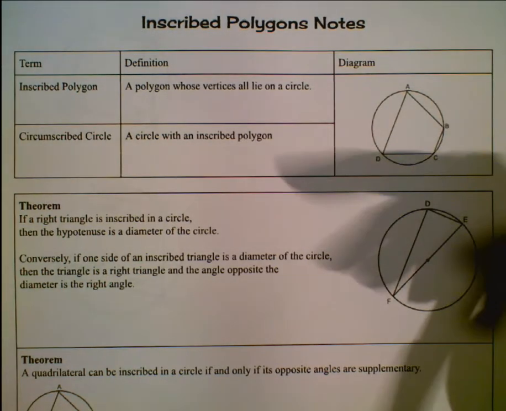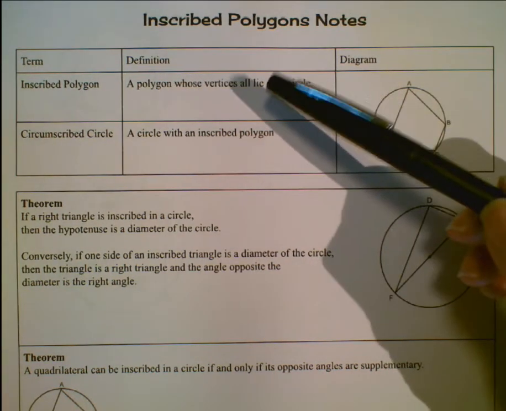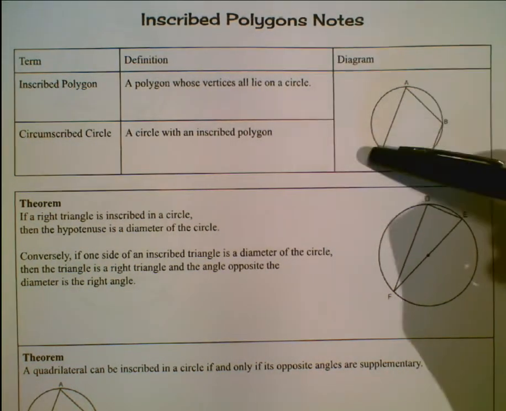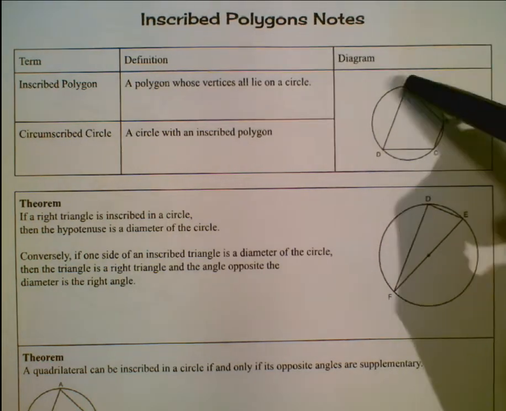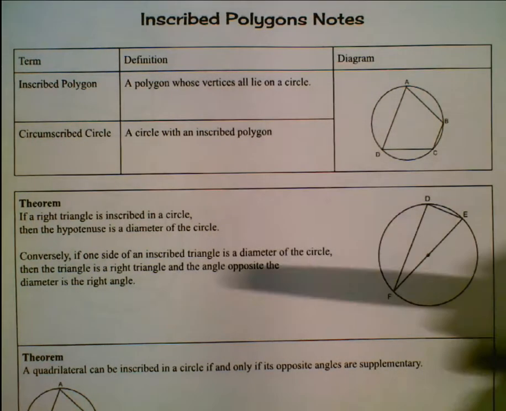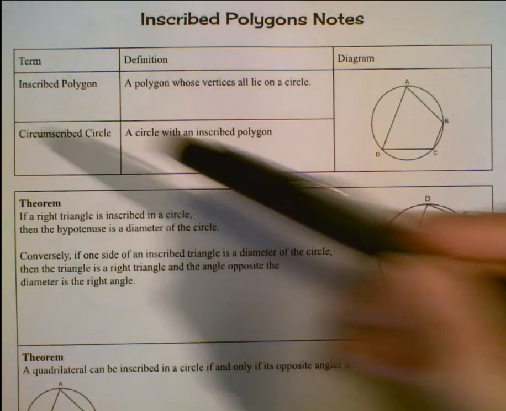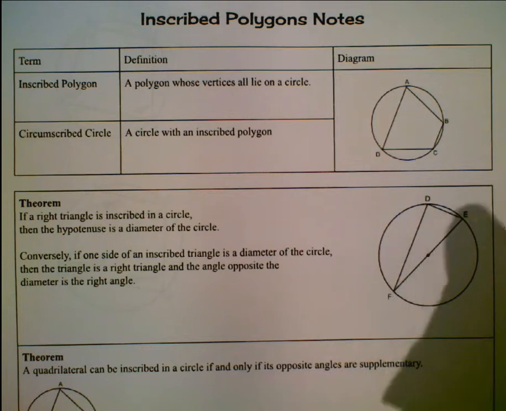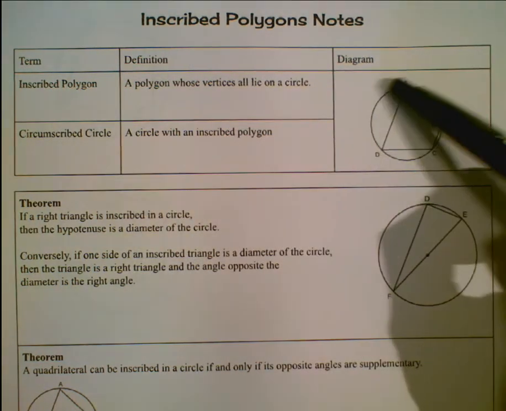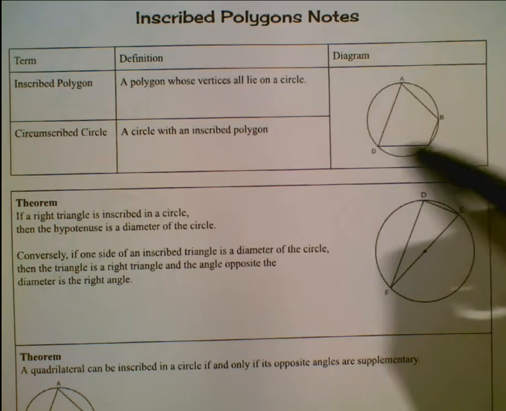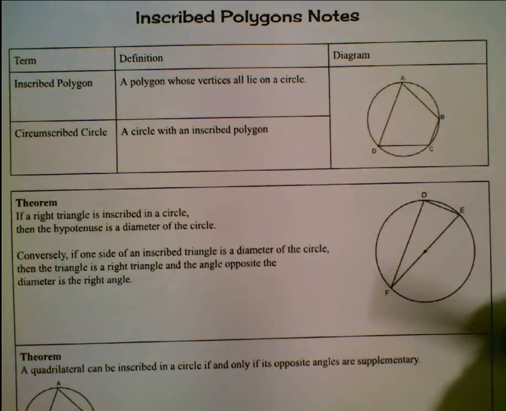So a nice way to connect this to things we already know. An inscribed angle has a vertex on the circle. An inscribed polygon has vertices on the circle, which is why we use the same word, inscribed. Circumscribed, if we think about the word circumference, meaning the distance around an object, circumscribed circle indicates that the circle goes around the polygon, touching each of the vertices as it completes its path.